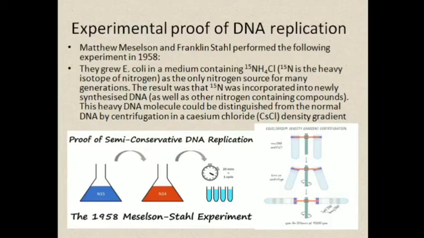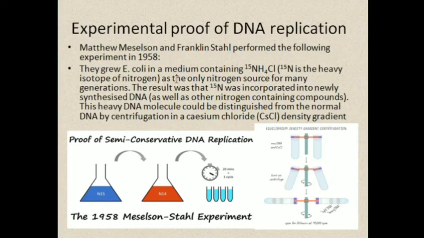Now we come to the experimental proof of DNA replication. This was given by Meselson and Stahl. Matthew Meselson and Franklin Stahl gave this experimental proof in 1958, and they used the bacterium E. coli, Escherichia coli. They grew this bacterium in a medium containing ammonium chloride, in which the nitrogen was heavy nitrogen, so that this heavy nitrogen was incorporated in the DNA of the bacteria.